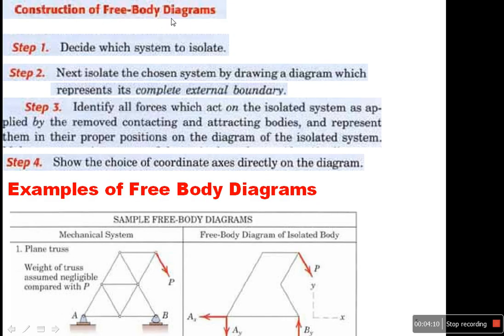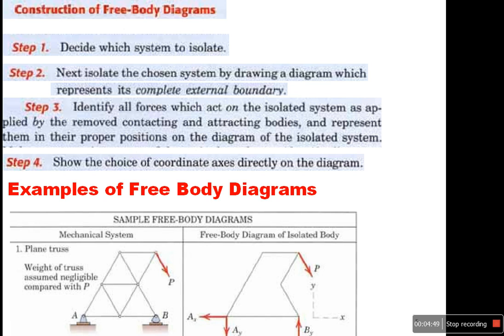Now, how can I draw the free body diagram? First of all, I need to decide which system to isolate, which is the body that should be under study. This is the first step. The second step, next isolate the chosen system by drawing a diagram which represents its complete external boundary.